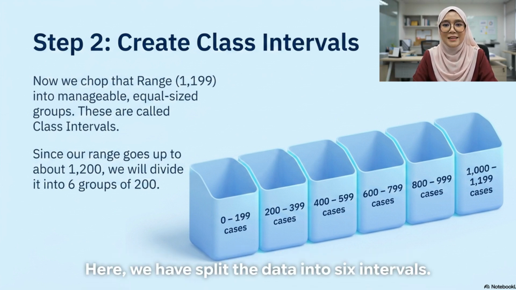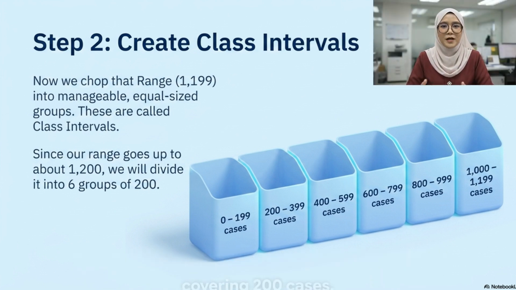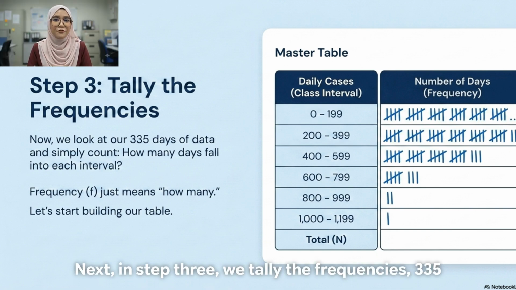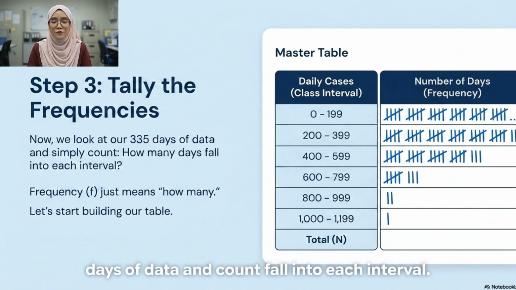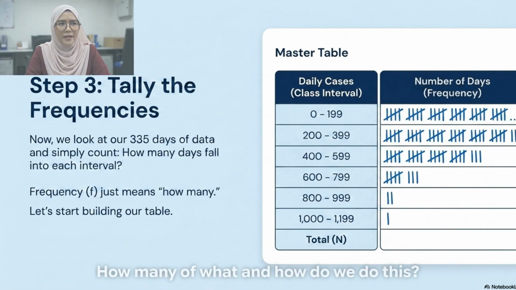Here, we have split the data into 6 intervals, where, as you can see from the slide, each group covers 200 cases. Next, in step 3, we tally the frequencies: of the 335 days of data, we count how many fall into each interval. Frequency simply tells us how many. How many of what, and how do we do this?